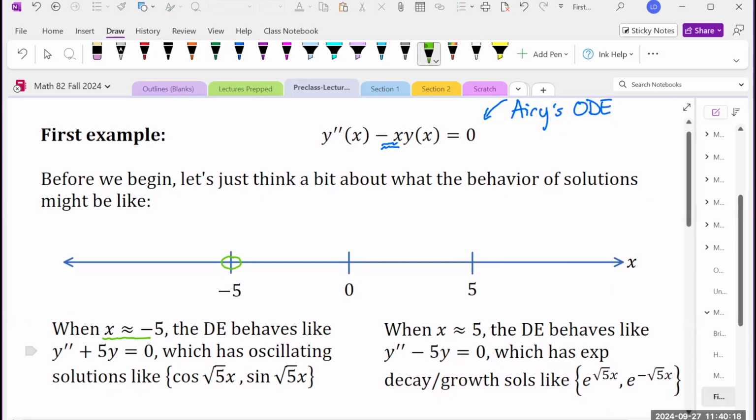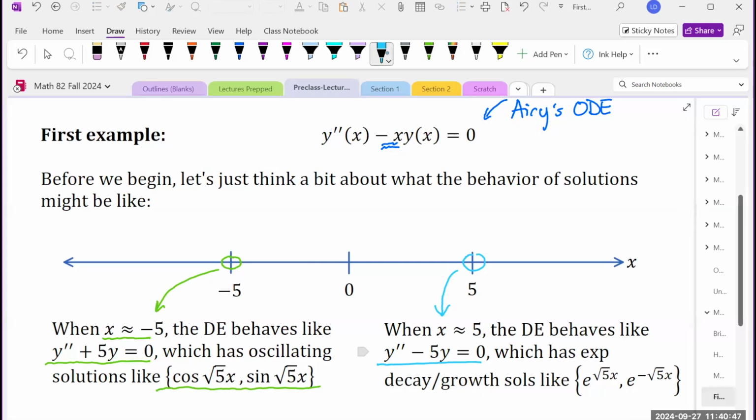This differential equation is going to behave something like y double prime plus 5y equals 0, which, as we know, has oscillating solutions of the form cosine and sine. On the other hand, if we look at what the solutions are going to behave like around x equals +5, we can approximate the differential equation by y double prime minus 5y. And that is going to have exponential growth and decay solutions. Therefore, as x changes from positive to negative, the behavior of the solution is going to change from oscillatory to exponential.